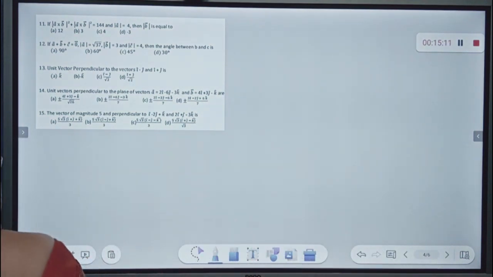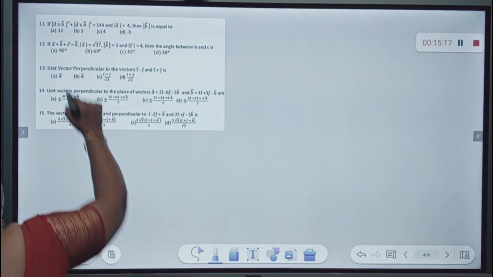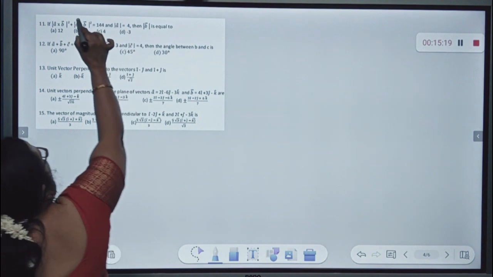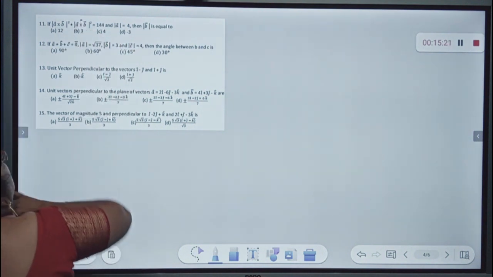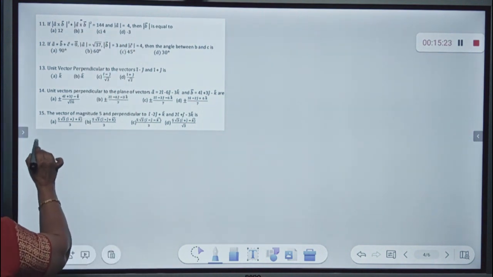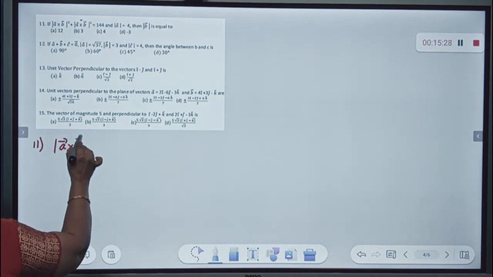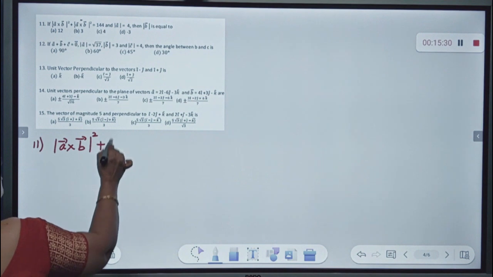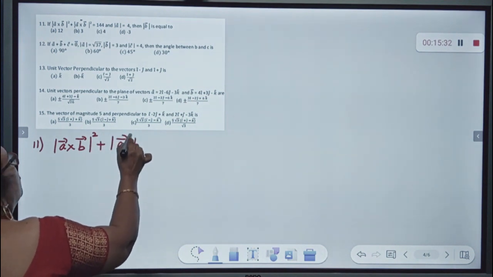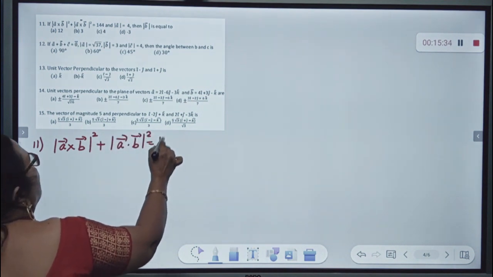Now look at the next set of problems. 11th question: modulus of A cross B the whole square plus modulus of A dot B the whole square equals 144. Note, this is not cross, this is dot.